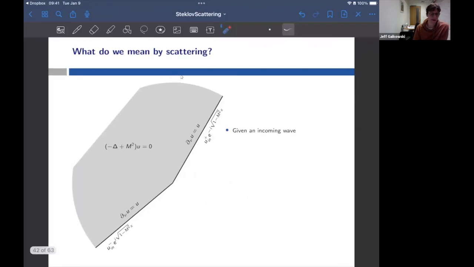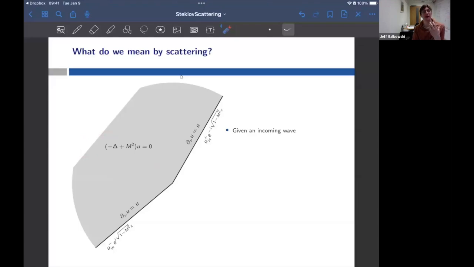Okay, so now I promised you I would tell you what I mean by scattering, and I'll try to give you some details without giving all the details. Hopefully I convinced you that studying the positive mass problem is natural and at least relevant if you want to do things in higher dimensions. So I'm going to stick with that problem from now on.